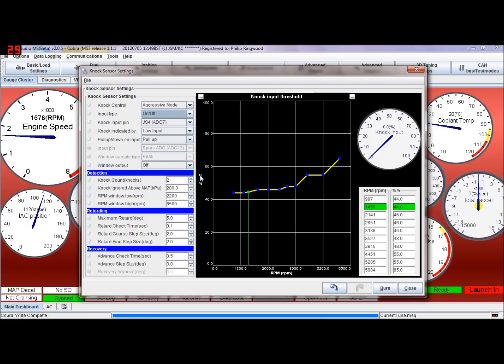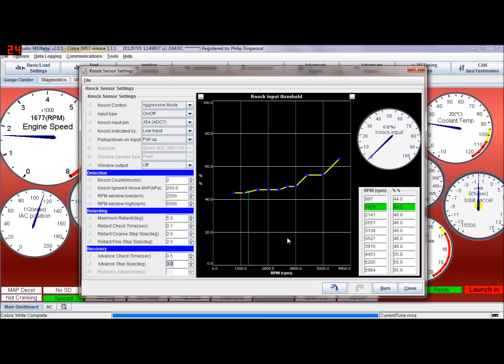Okay, these are just the windows, self-explanatory. Windows high, low, maximum retard, how often it checks it, how much it steps, how much it retards the ignition. The first one's the coarse, and then the next one will be the fine. So the first time it sees it, that'll pull out 2 degrees, and then if it carries on seeing it, that'll pull out whatever you've set in here. So 1 degree if you want to, or 2 degrees. And then after half a second of not seeing any knock, that'll slowly advance again. So I've put in 3. I want mine to advance it in 3 degree steps back again.